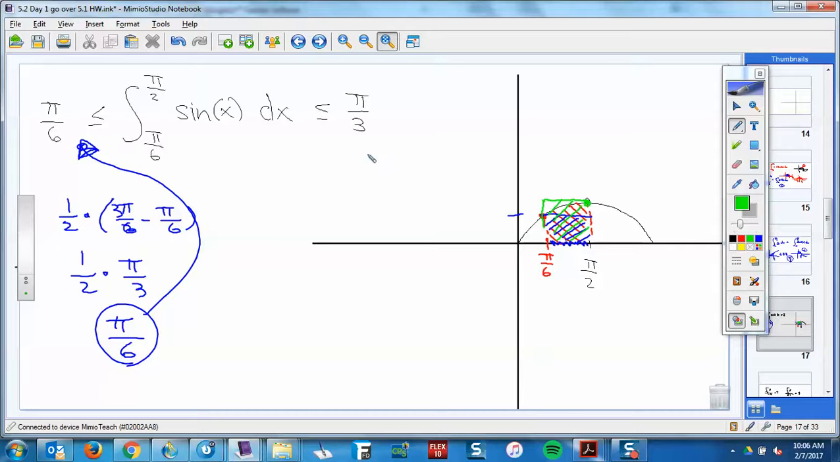Likewise, what's the biggest the area can be? What would be this triangle? How tall is it? 1. How wide is it? Same. Pi thirds.